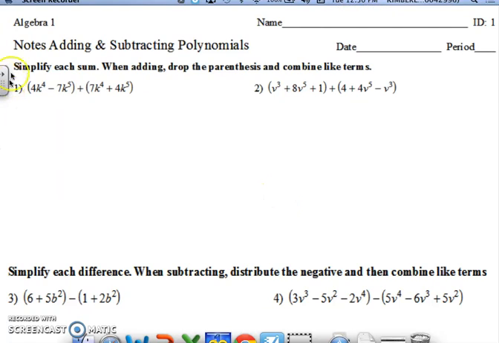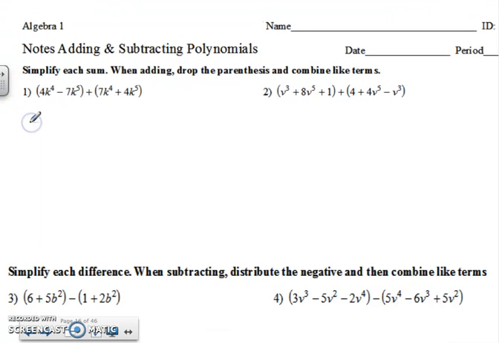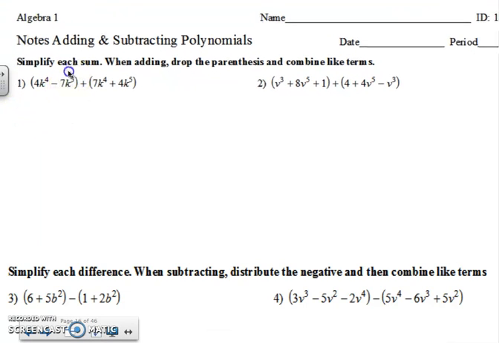Okay, so our next topic is going to be adding and subtracting polynomials. All this is combining like terms, with the distributive property on some of them, okay? So when you are adding polynomials, they're going to be in parentheses like this. So when adding, you're going to drop the parentheses and rewrite, and then you're going to combine like terms. So when you see a plus, you're going to rewrite the whole problem without parentheses.